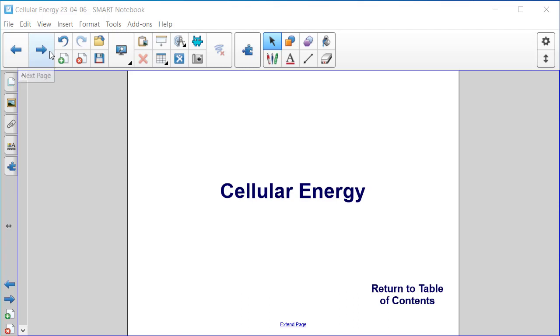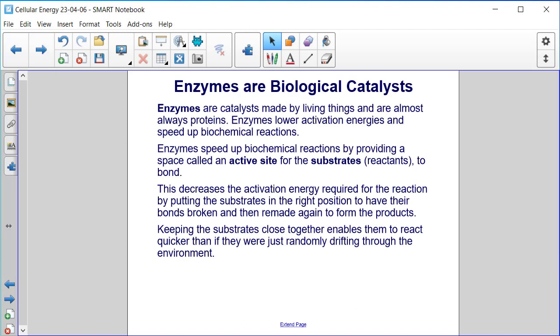Cellular energy. Enzymes are biological catalysts. Enzymes are catalysts made by living things and are almost always proteins. Enzymes lower activation energies and speed up biochemical reactions.